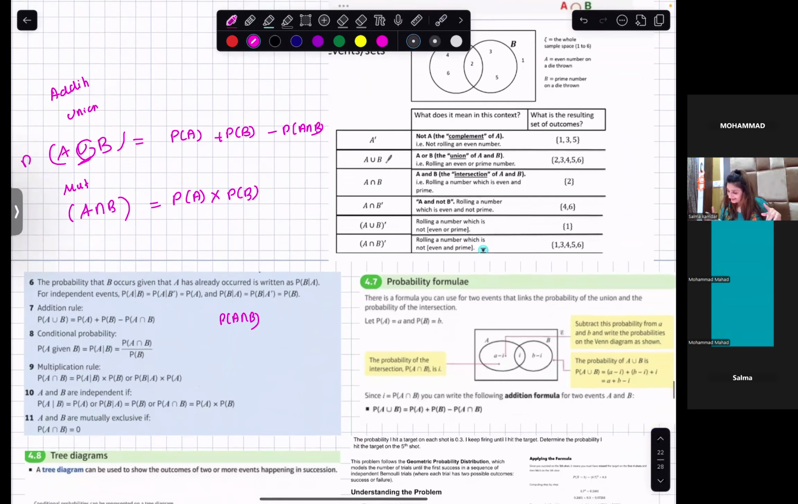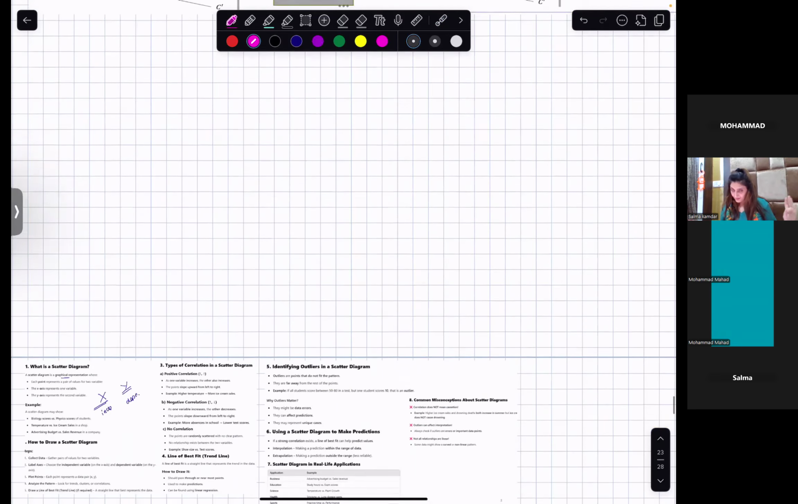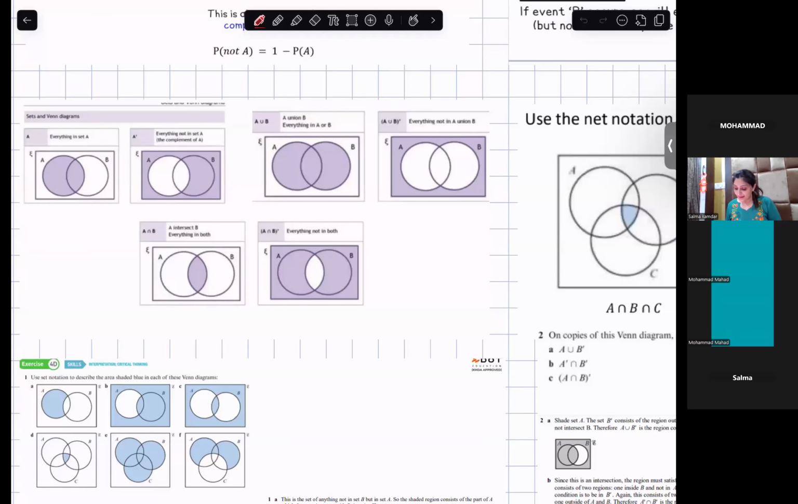Now I want you to practice the Venn diagram and then I take you to the tree diagram. Everything related to probability covered. There are a few Venn diagrams. Come on, Haris, explain me this.